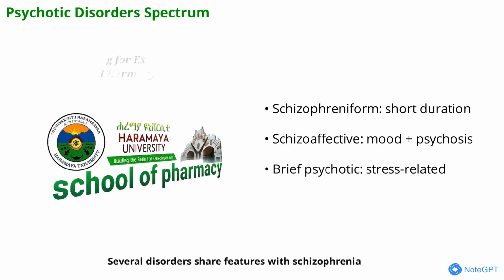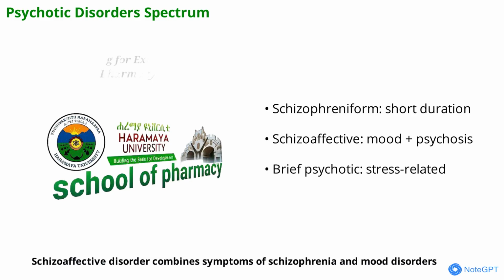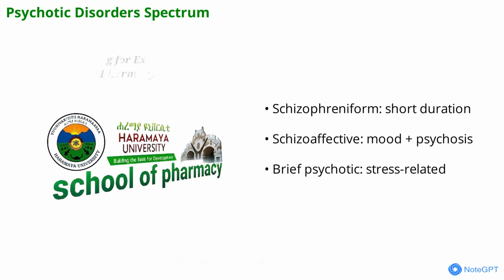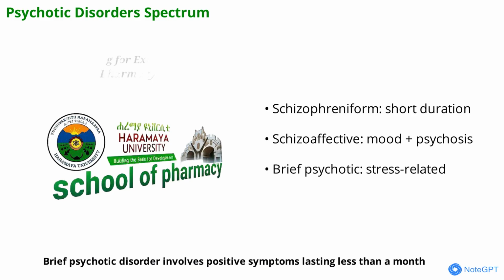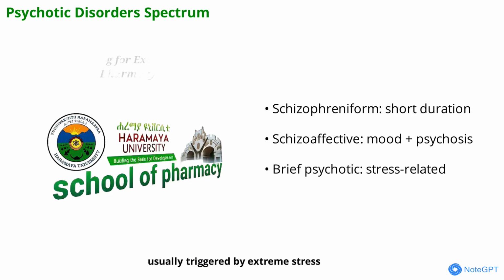Several disorders share features with schizophrenia. Schizophreniform disorder presents with similar symptoms but lasts only a few months and often resolves. Schizoaffective disorder combines symptoms of schizophrenia and mood disorders, with each occurring independently. Brief psychotic disorder involves positive symptoms lasting less than a month, usually triggered by extreme stress. Shared psychotic disorder and schizotypal personality disorder are also part of this spectrum, each with unique features.